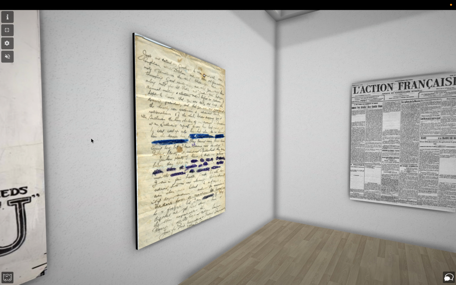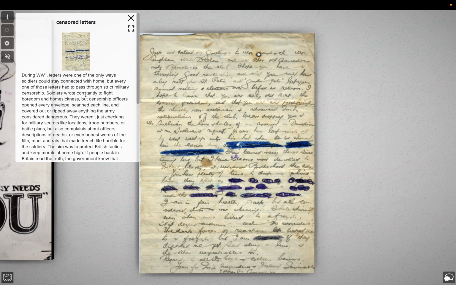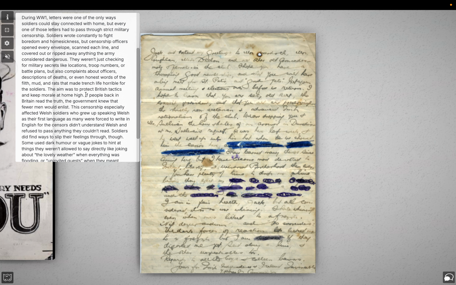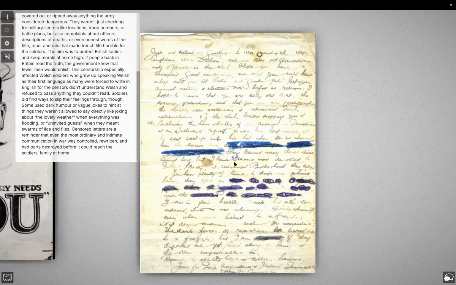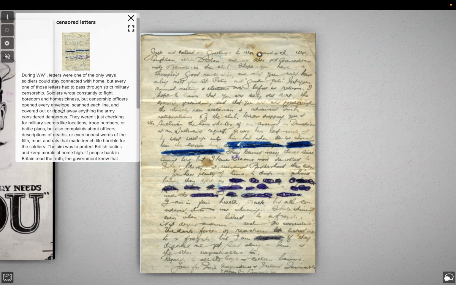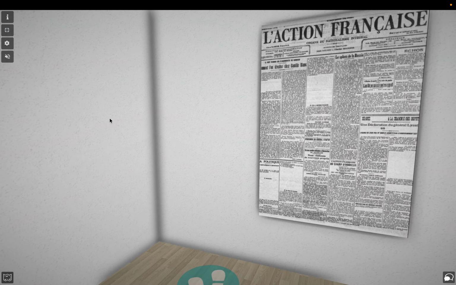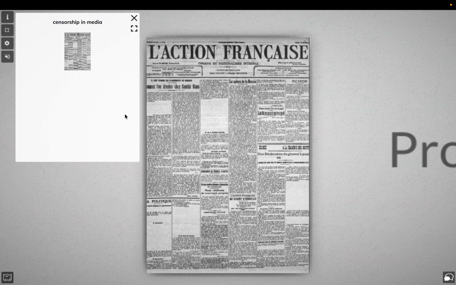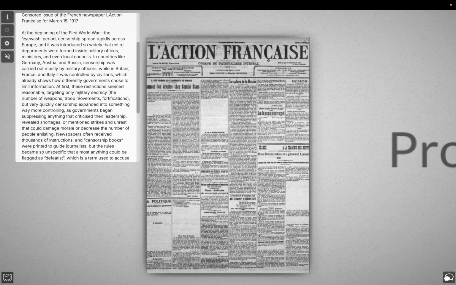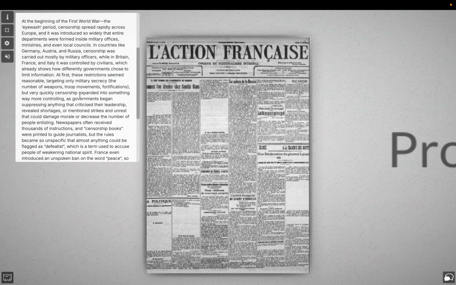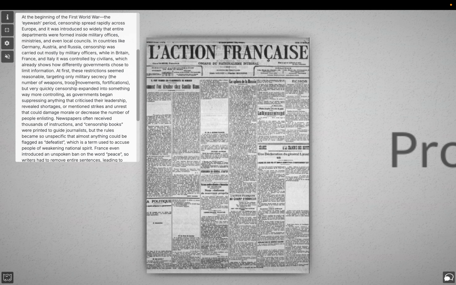This is a censored letter from a soldier, and soldiers were of course allowed to send letters home, but they weren't allowed to talk about how many troops there were, obviously, in case it was infiltrated. But something surprising was they weren't even allowed to talk about what the trenches were like, because that could, of course, decrease morale at home and decrease the number of enlisted. Now, this was a censored newspaper from France, and France especially went heavy on this.